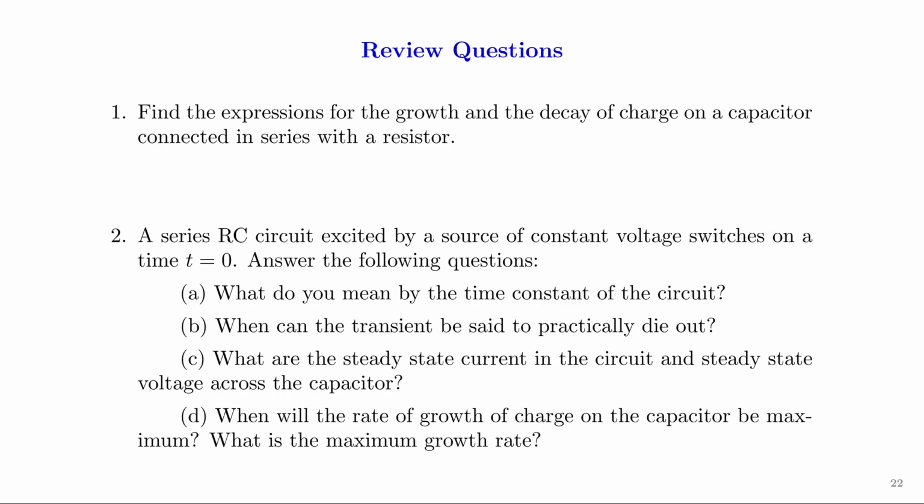These are the review questions from this part. Find the expression for the growth and decay of charge on a capacitor connected in series with a resistor. The second question: a series RC circuit excited by a source of constant voltage is switched on at time t equal to 0. Answer the following questions. A. What do you mean by the time constant of the circuit? B. When can the transient be said to practically die out?